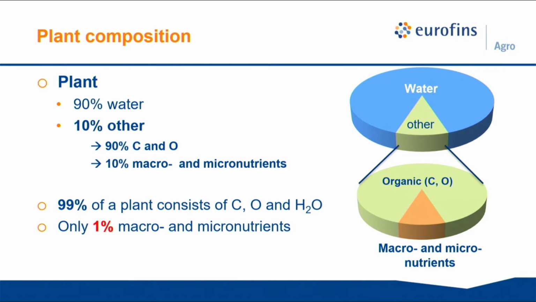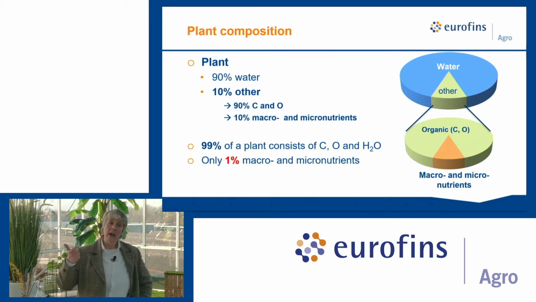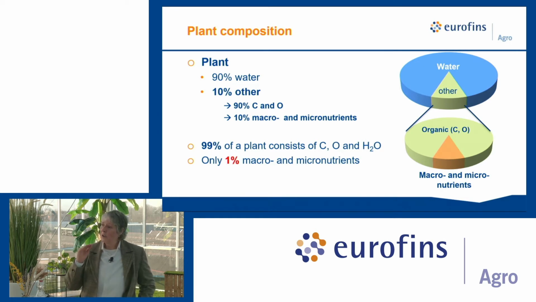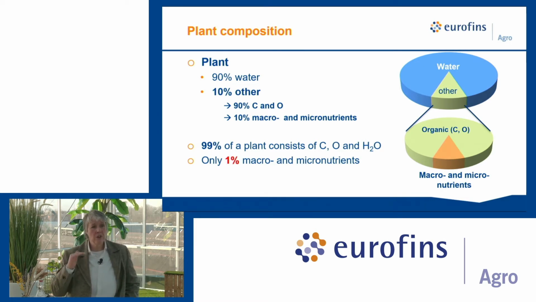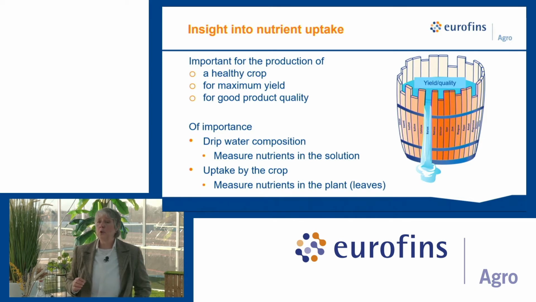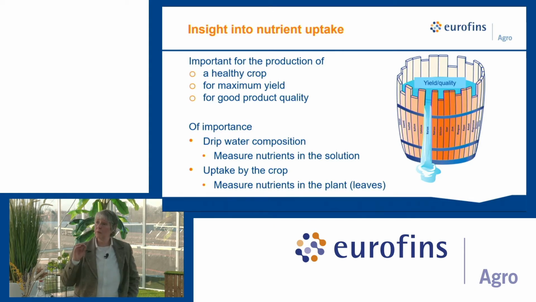So if you recalculate it all and you think about your plant, 1% is your macro and micronutrients. So that's your magnesium, nitrogen, phosphorus, potassium, think of that. And those are the important nutrients because they determine your yield and they will determine your quality. These nutrients are important for your nutrient uptake. They are important for the production of your crop.